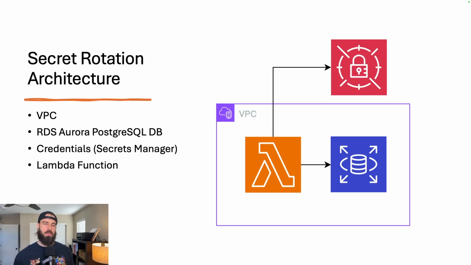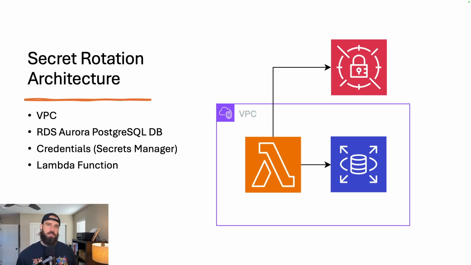Since this video is mostly about rotating the secrets for the database, I'm not going to go into a lot of detail on the database itself. If you're interested in that, you can check out another video that I did on creating an Aurora Postgres database. This video is going to focus more on creating the custom Lambda function and the logic associated with it that will rotate the database credentials in Secrets Manager.